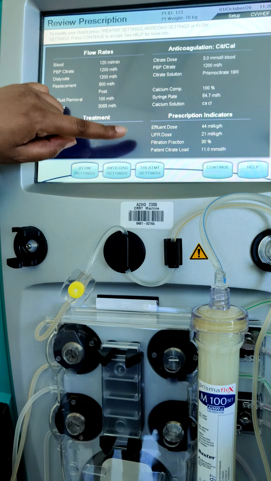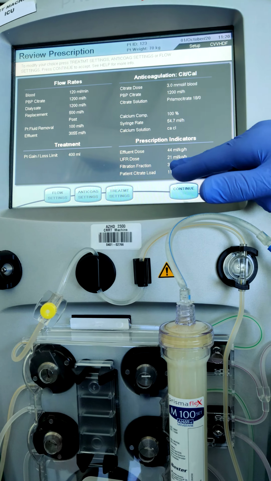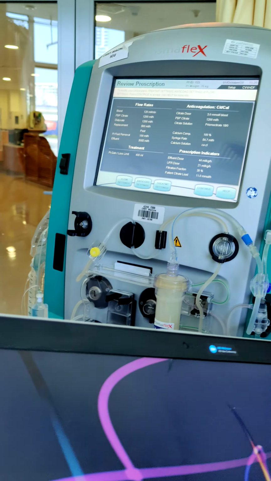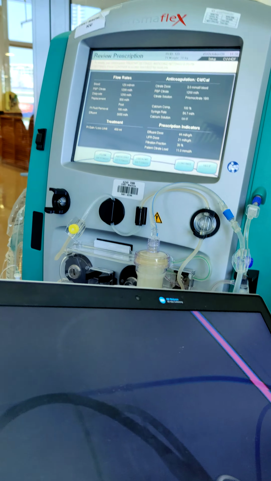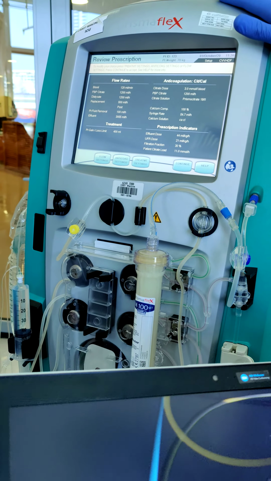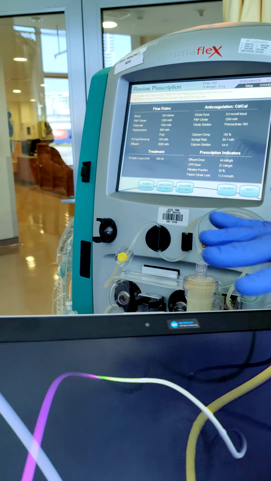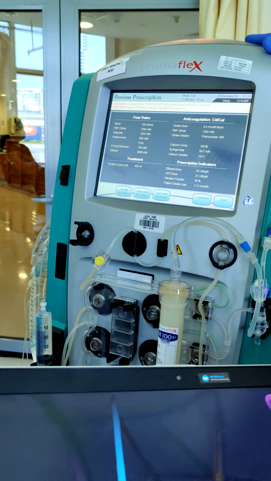But we don't need to monitor the filtration fraction here. Just keep it in your mind: this 30% in citrate is accepted, but in normal CRRT it is not accepted. Also, we don't need to monitor it here; we monitor everything on the main screen. It's not expected to go up once we follow the prescription or the protocol; everything is not expected to rise.